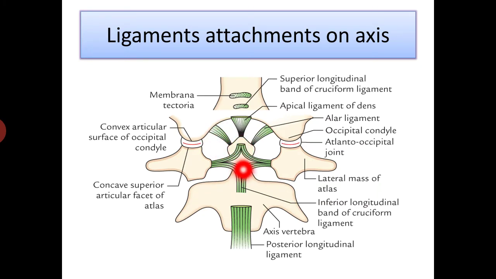Posterior to that, this ligament is called the transverse ligament, and that will attach to the medial tubercle of the atlas, forming the transverse band of the cruciate ligament. While this is the superior band of the vertical ligament, here we have the inferior longitudinal band of the cruciate ligament. Okay, and just above that you will find the posterior longitudinal ligament.